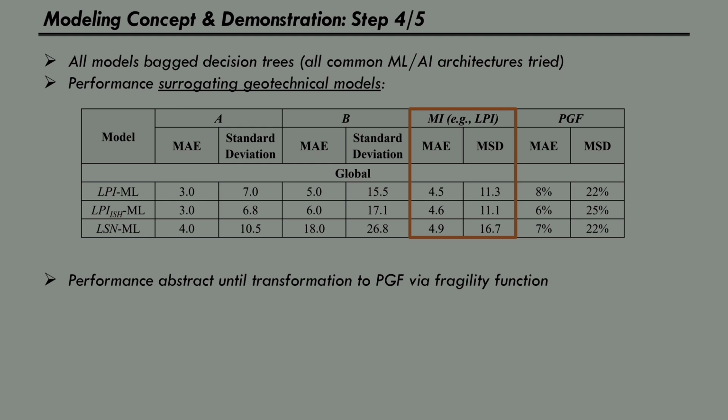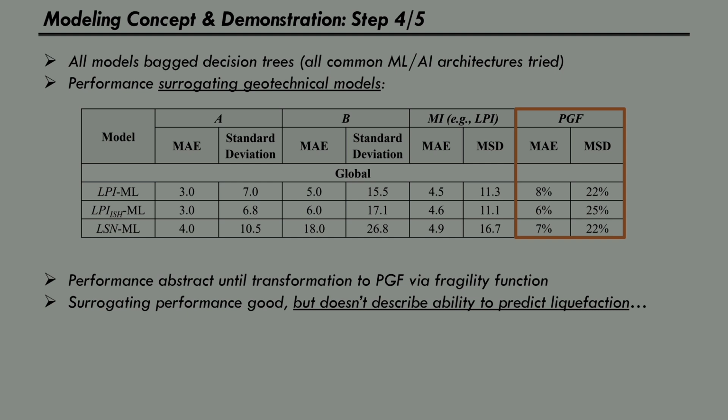Still, an error of 5 could be big or small depending on the actual value. You know, is the actual value 5 or is it 50? Those are very different errors. So I think really the performance only makes sense if you transform this into a consequence by using a fragility function. And so if we use a fragility function for probability of ground failure, we see that the mean error in our machine learning models is about 8% probability.